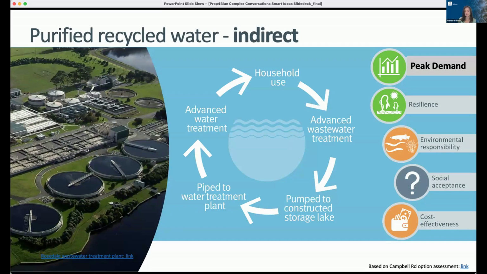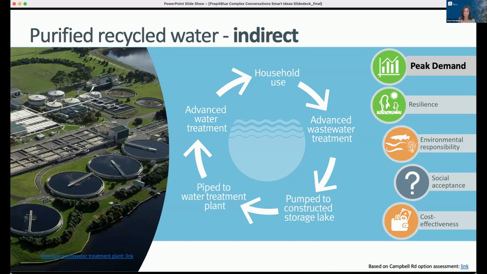On the right side, you can see some of the criteria that we were asking them to assess and talk about these options in relation to, because the source of water needed to be able to meet peak demand. It had to be resilient to drought, environmentally responsible, and cost-effective, or an affordable thing to do. The question mark there is about its social acceptance. So this was the big part of involving citizens in these questions.